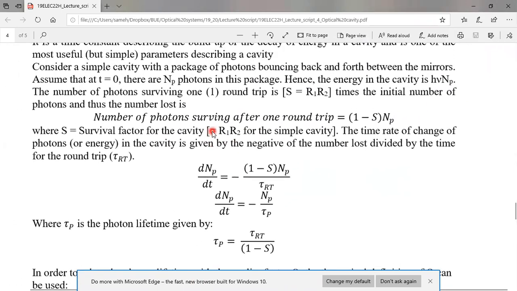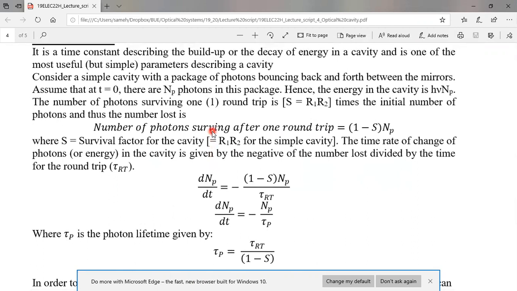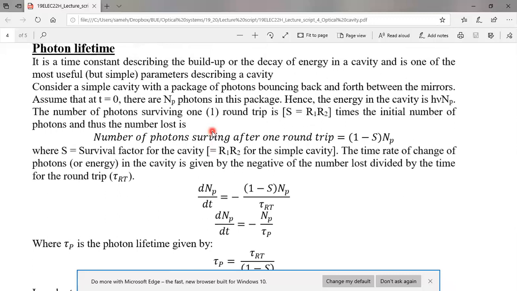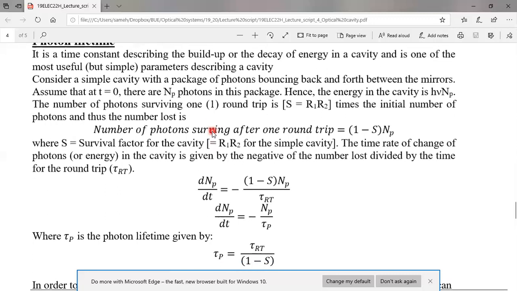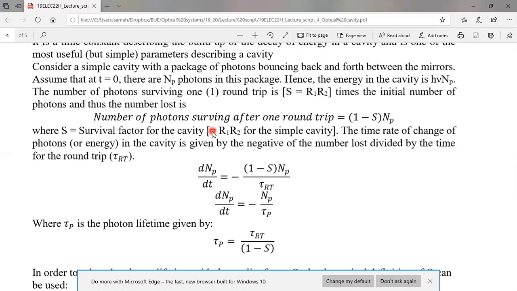Okay, so if we talk about the rate of surviving, or the amount of photons that escape from the optical cavity, we can say that dN_P/dt is simply describing the rate at which you are losing photons.